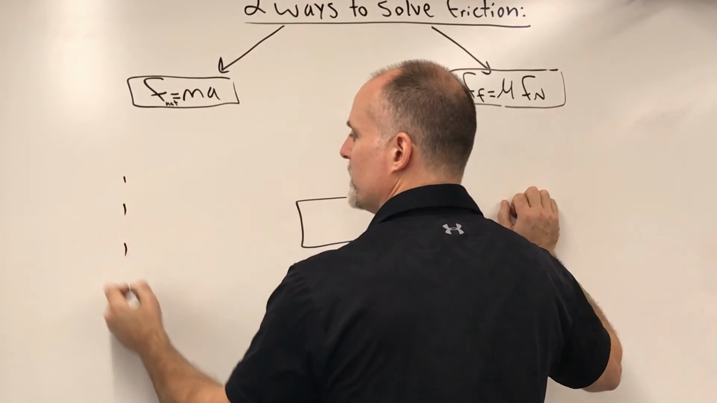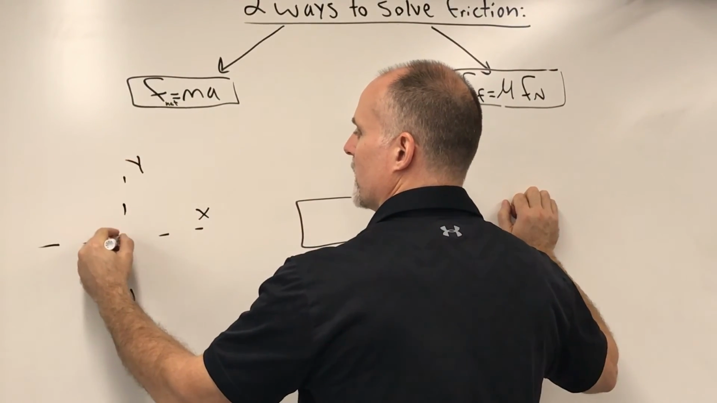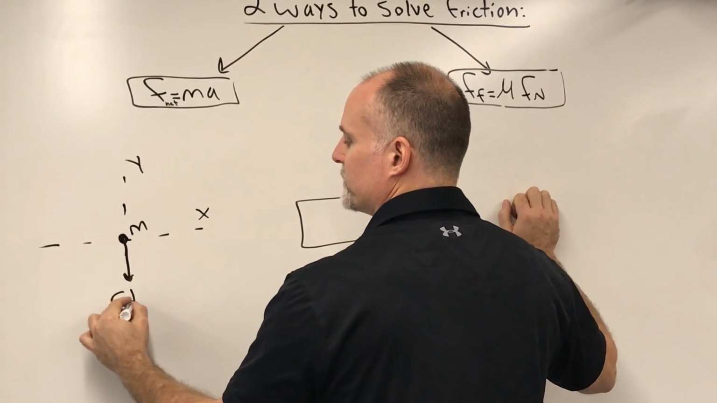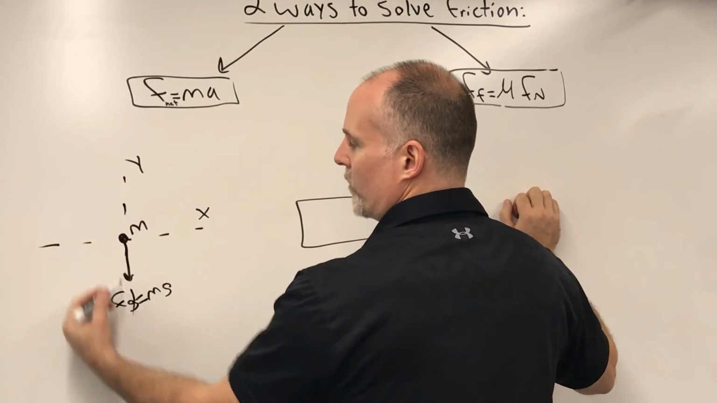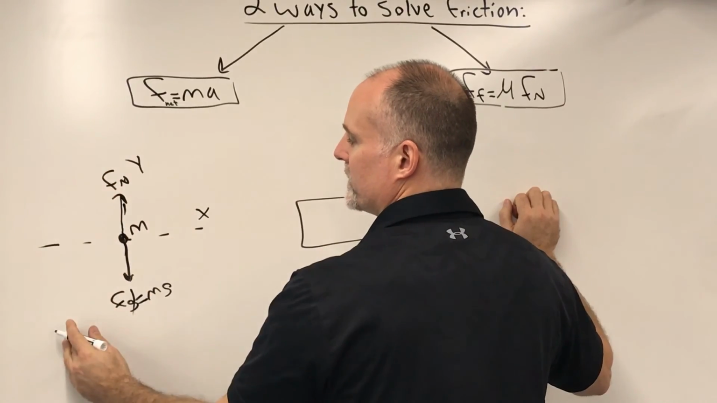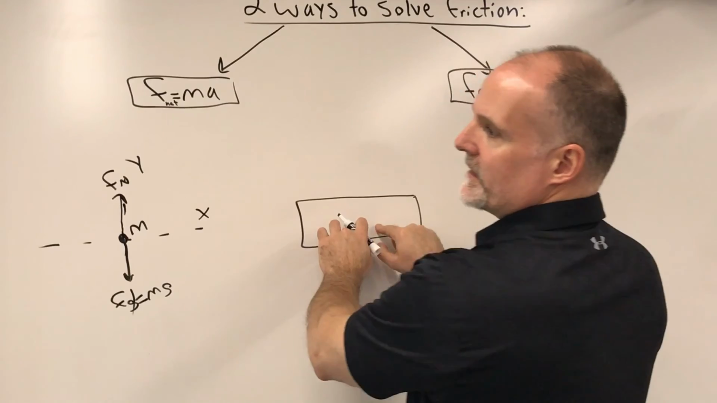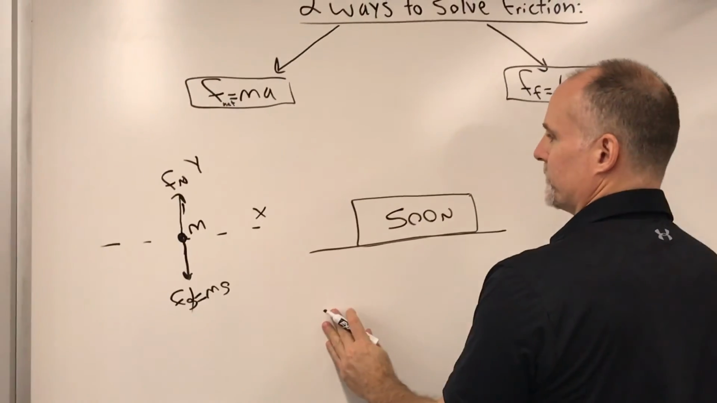Recall that when we draw a free body diagram, you draw your x and your y axis. This is mass m. The downward force is F sub g equals mg, that's the weight. We know that it's balanced by the normal force, F sub n. And then we could also draw the block. Now when they say 500 Newton block, that's the weight of the block. So 500 newtons, that's the weight.